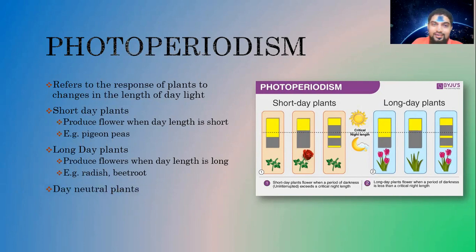So we also have the neutral plants, and these are mostly plants that we have in the tropical regions and Guyana and so forth. They produce flowers all year long, so it doesn't matter the length of the day or the duration of the night. For example, we have carrot, we have tomato, and we have okra.